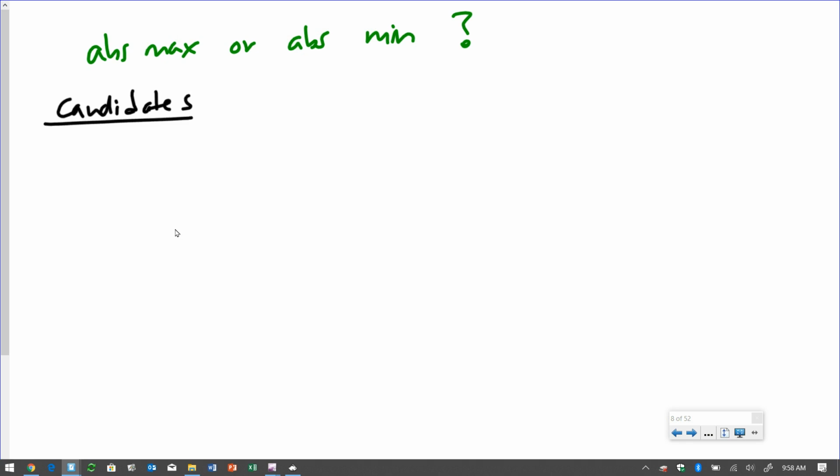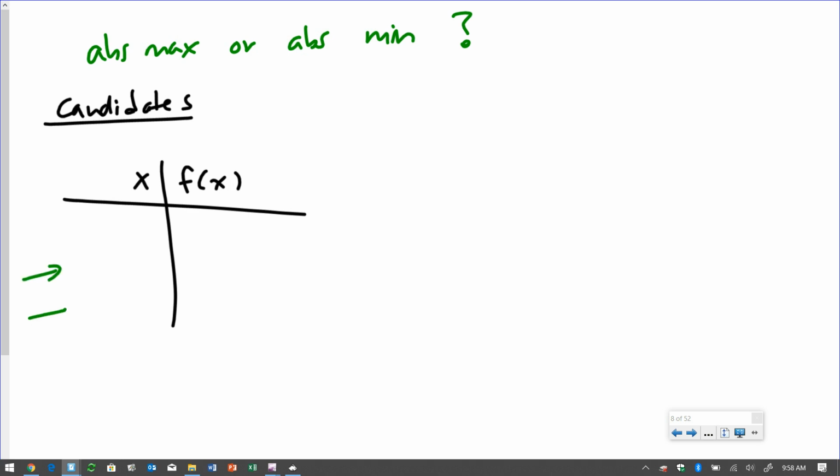If I asked you for an absolute max or an absolute min, which test would you use? The candidates test. Very good. You would use the candidates test. On the candidates test, do you remember, it's been a long time, what two types of points do you need to know? The endpoints and the critical points. You guys good with that?